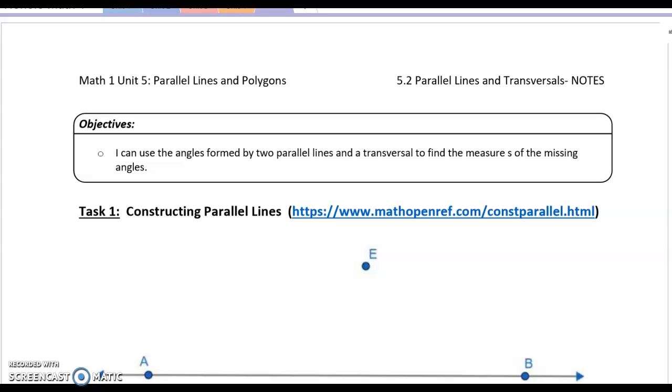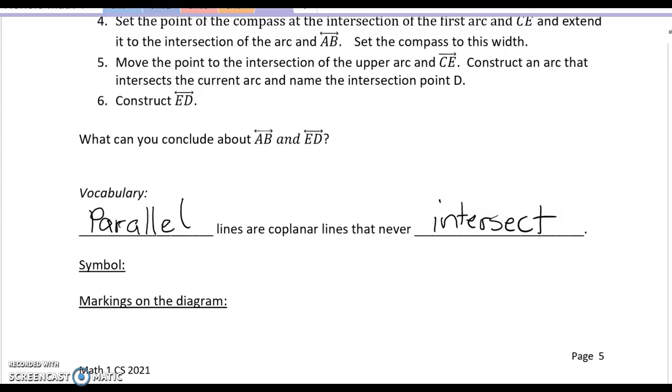All right, moving on to section 5.2, parallel lines and transversals. Okay, we're going to skip the constructions and go down to the vocabulary. Parallel lines are coplanar lines that never intersect. So recall from the previous unit that coplanar means lie within the same plane. So parallel lines are lines that lie within the same plane that never intersect.